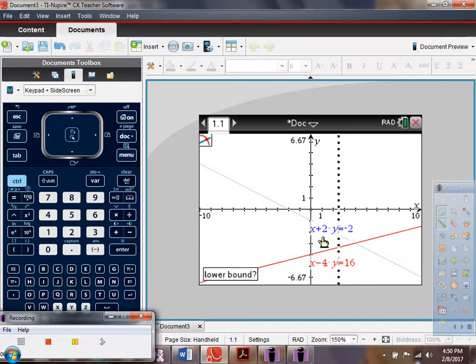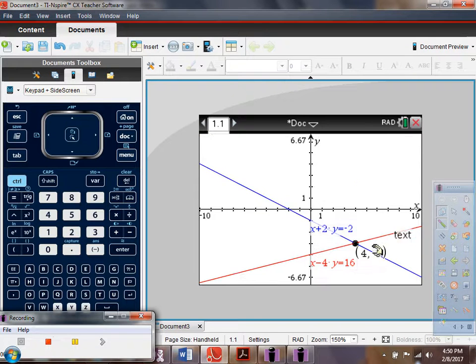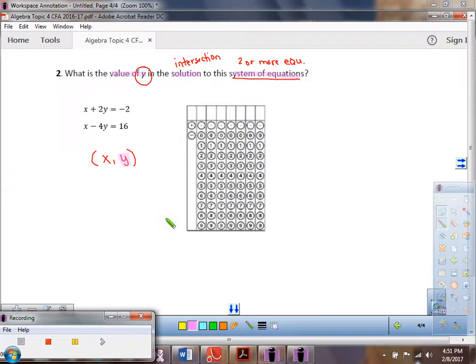The intersection is here. I'm going to put it anywhere on the left side, click on the screen, and then drag it over to the right. So right there is your solution to the system. But remember, they only want the y coordinate.